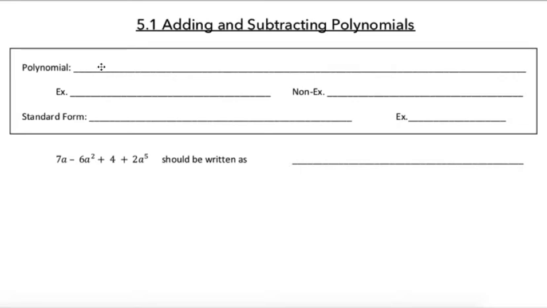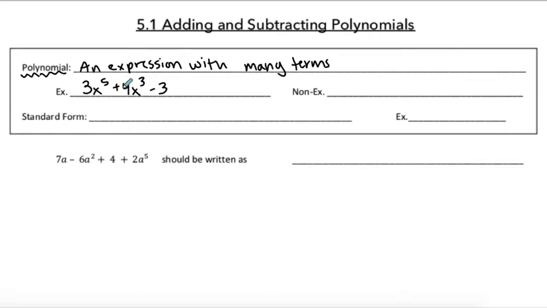When we define that, it's an expression with many terms. So poly meaning many, nomial meaning terms, numbers, kind of that idea. An example would be 3x to the fifth plus 4x cubed minus 3. This is a polynomial. A non-example would be anything with a square root and an x underneath it.